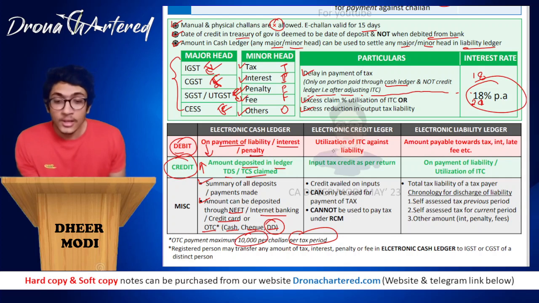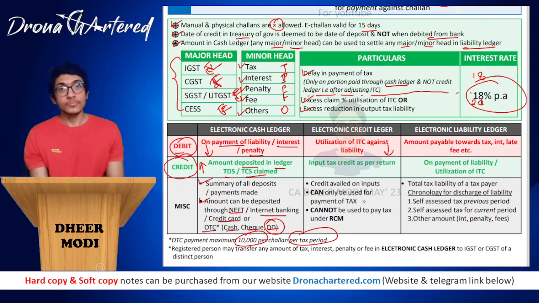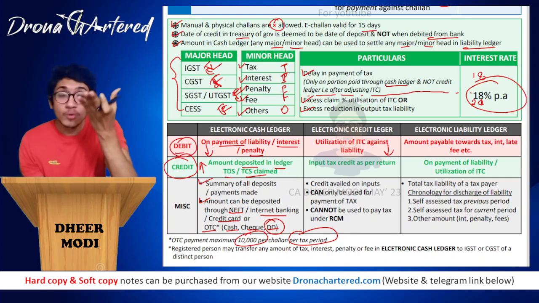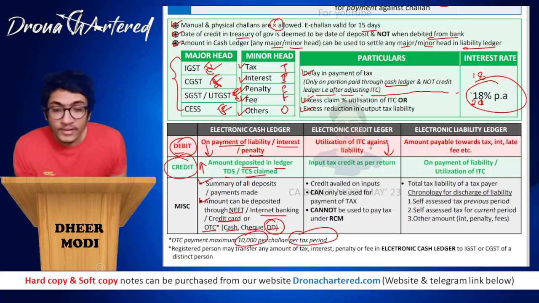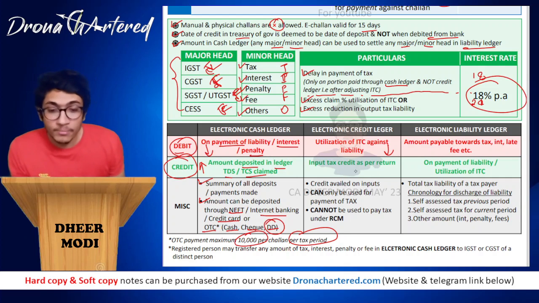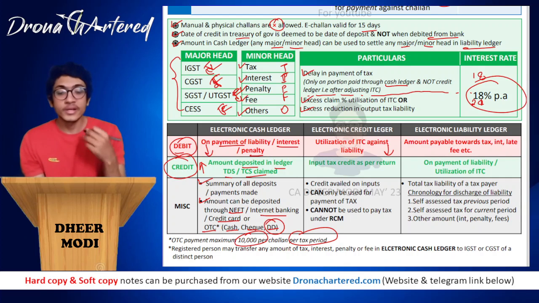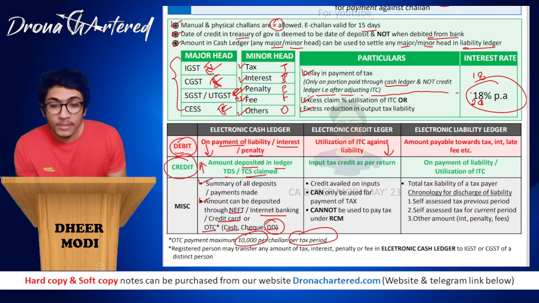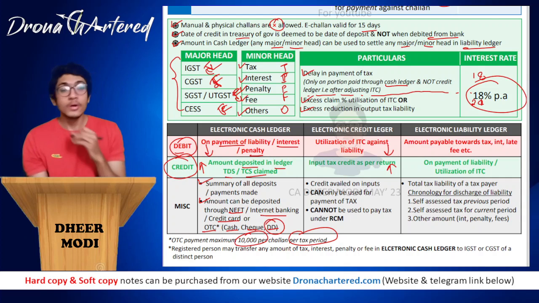Okay, now next is your electronic credit ledger. In the electronic credit ledger, you will debit when you utilize ITC against liability. Of course when you utilize, your credit will go down. Suppose you had 100 rupees as ITC and now you are utilizing 30 of it, it will go from 100 to 70, correct? So whenever it is decreasing, you will debit. D for decrease, D for debit. And input tax credit as per return, whatever credit you are claiming, when you claim, it will be credited. So C for claim, C for credit, and D for deduct, D for debit.